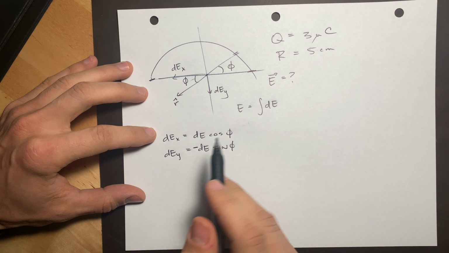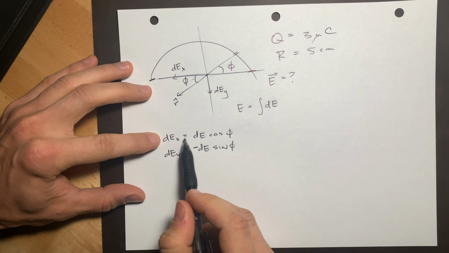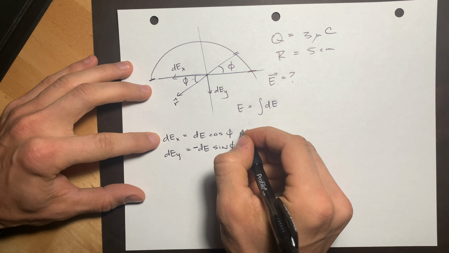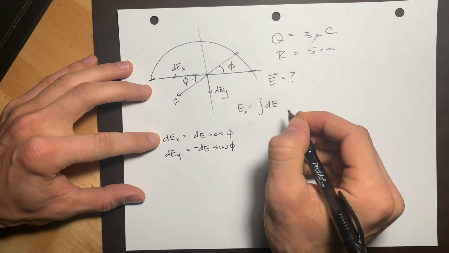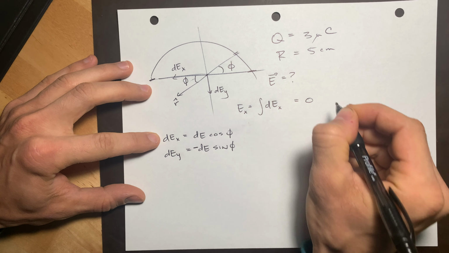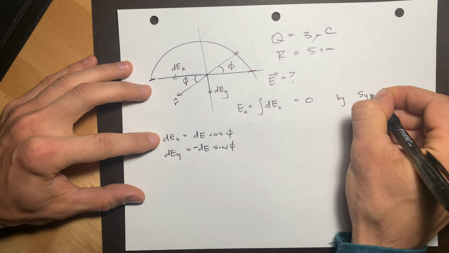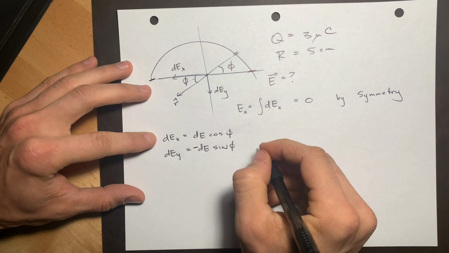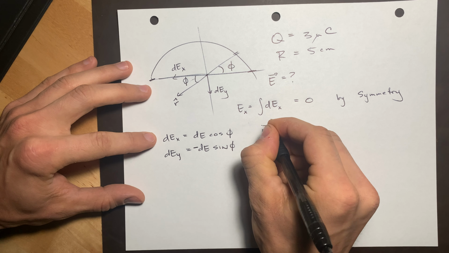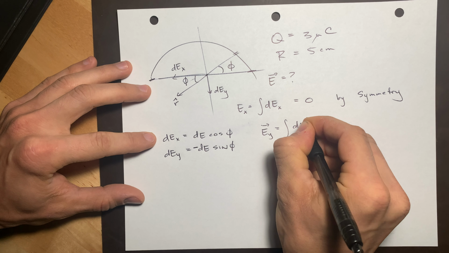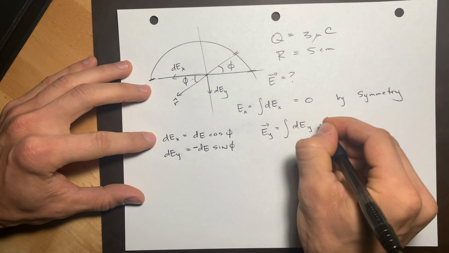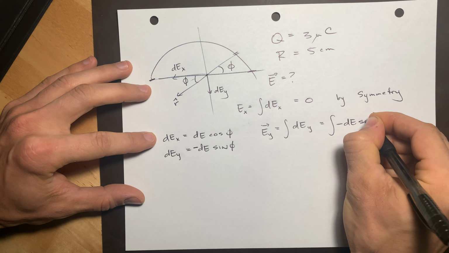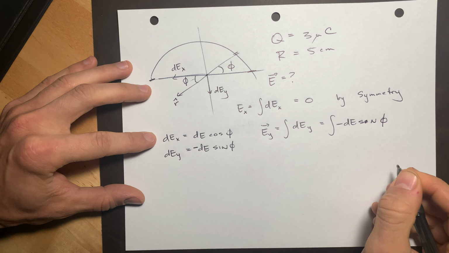Now, let's just skip ahead and say, if you do the integral of dEx, all the left stuff cancels all the right stuff, and this will actually equal 0. So if we do a little x here, we said this would be 0 by symmetry. So let's go after the y component. So this is the integral of dEy, which is the integral of negative dE sine phi.